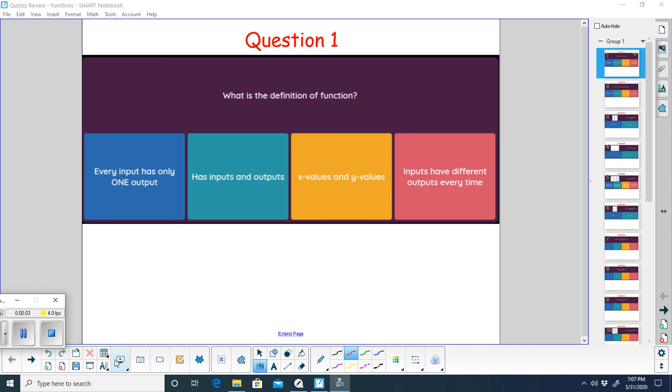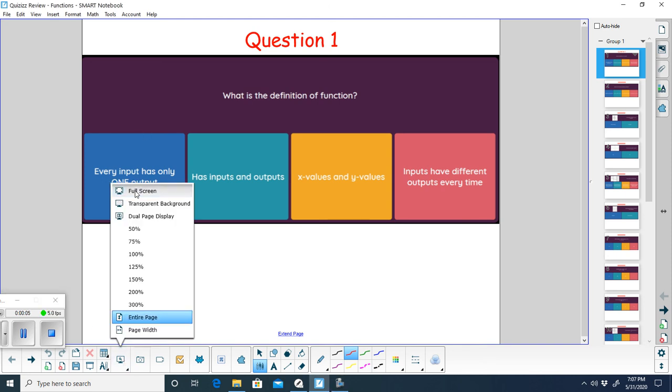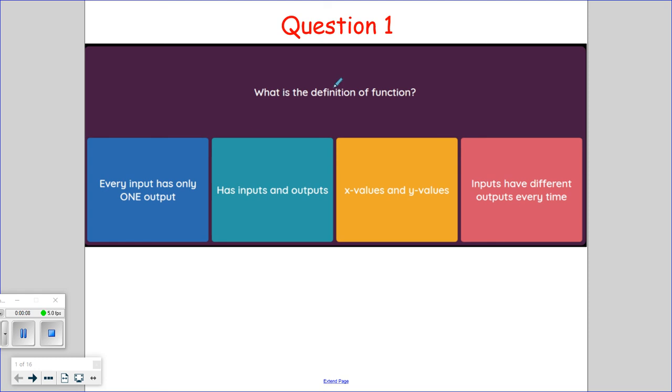All right, let's get started with the Quizizz review. So, first question. What is the definition of a function?